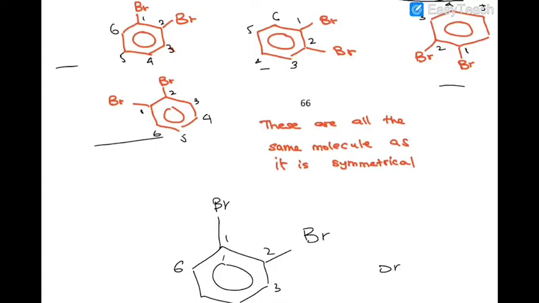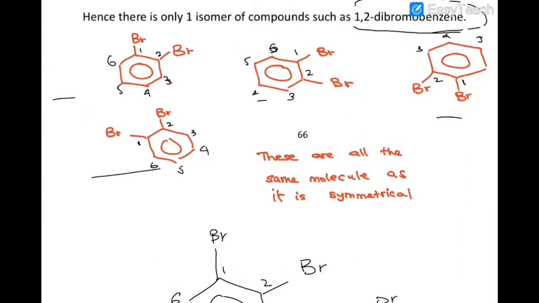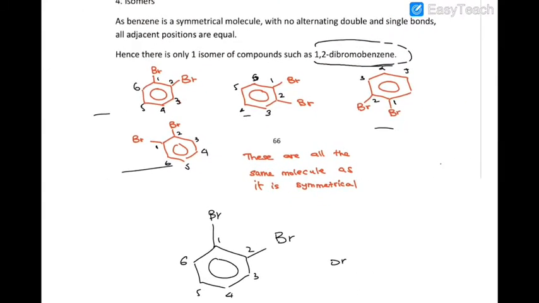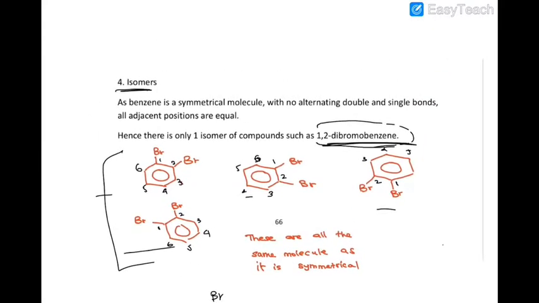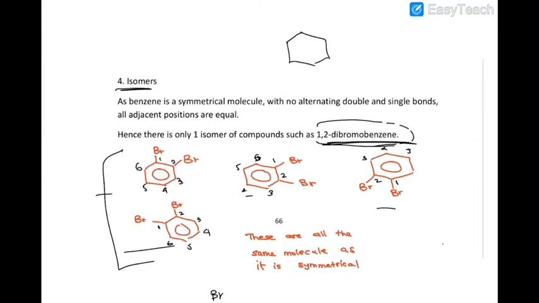They are all equivalent. There is no dominant carbon in that. And because they are all equivalent, you can't say there's 4 isomers of 1,2-dibromobenzene. These are all equivalent structures. So this is the 4th proof that the Kekulé structure here is rejected.